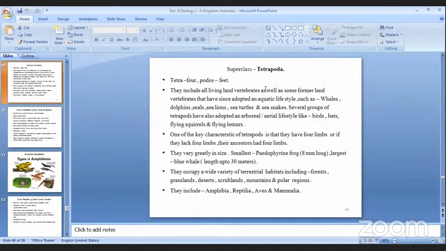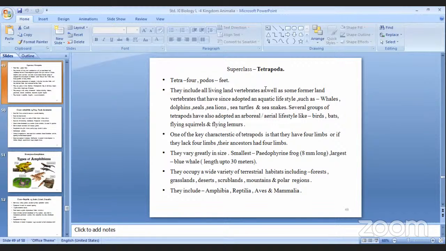Clear? So you can be asked a 1-mark question, one answer in 1 sentence. You can be asked which is the smallest type of tetrapod or which is the largest. Clear? So please remember these names. Paedophryne frog, 8 mm long. If you just say frog, you may not get marks, students, because frogs are of different sizes, right? And the largest is the blue whale, whose length is up to 30 meters.